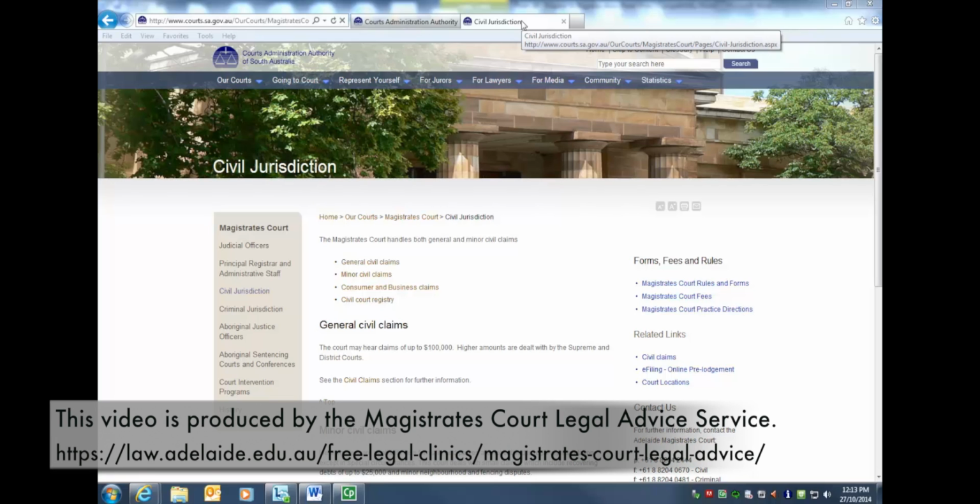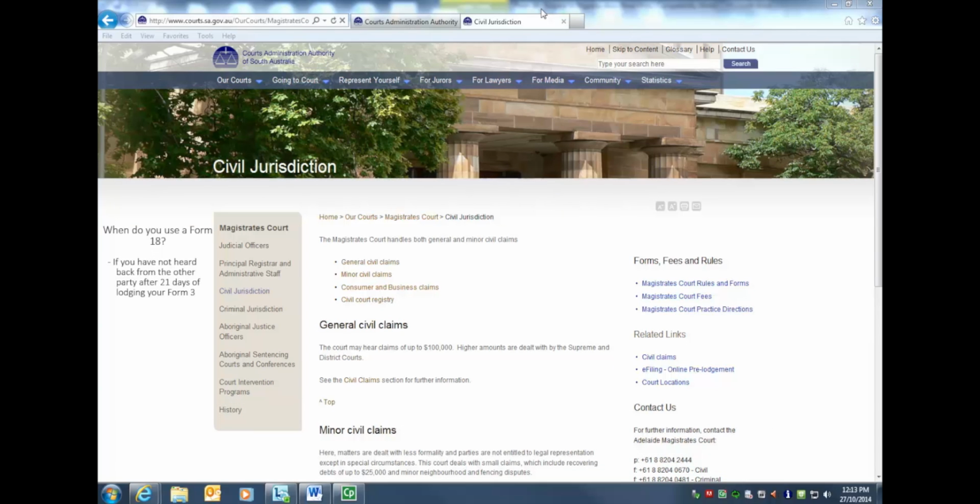Form 18. Request to Registrar to sign judgment against defendant. When do you use a Form 18? If you have lodged a Form 3, minor civil action claim, the defendant has 21 days to respond by lodging a Form 4, defence, or a Form 5, a counterclaim, with the registry. If they have not done so, you can use a Form 18 to apply for a decision in your favour without the need for a court hearing.